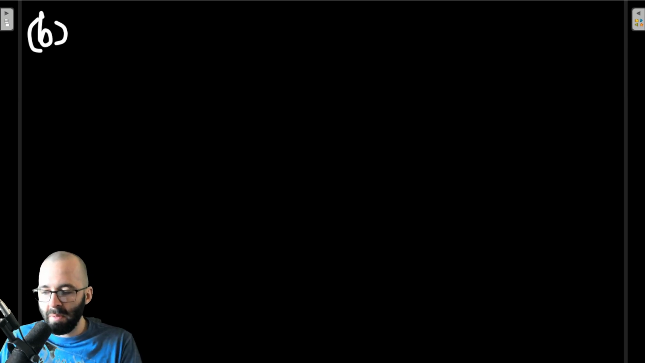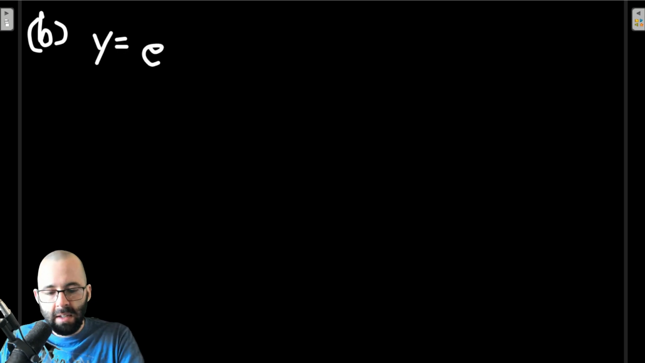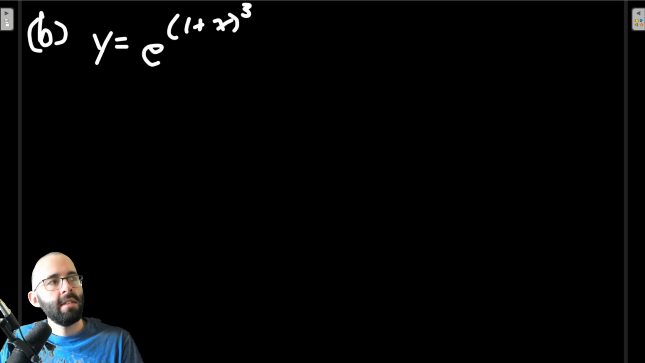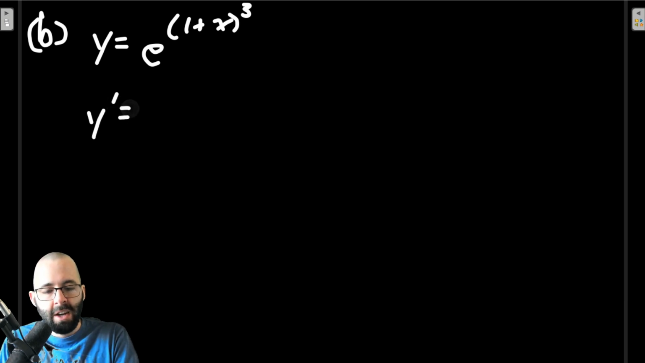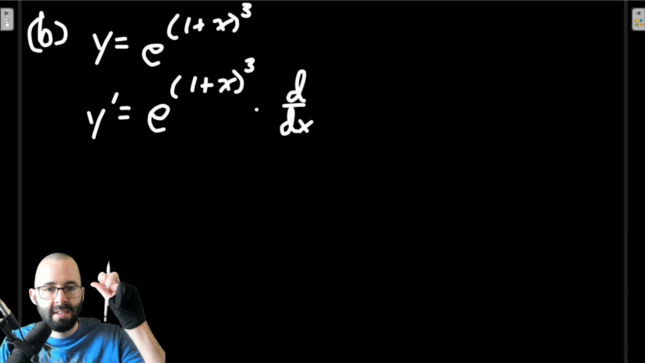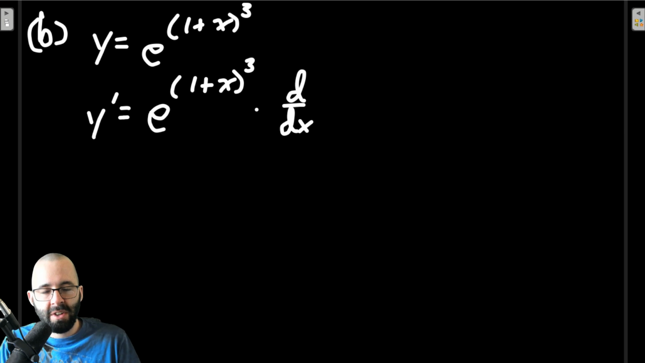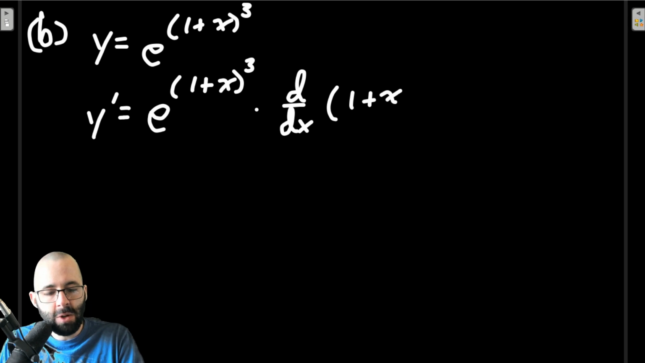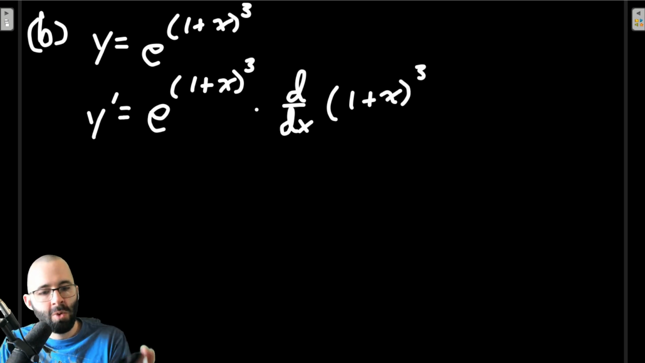All right. Let's do some wackier ones. Y is equal to e to the parentheses 1 plus x cubed. Looks kind of weird, but just break it up into pieces. Derivative of an exponential is itself. But the chain rule says we do have to multiply by the derivative of the inside. The inside here is the exponent. So the derivative of 1 plus x cubed, we're going to have to use the chain rule again, or the generalized power rule. That first thing stays the same.